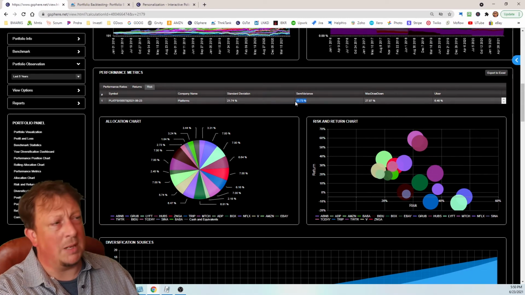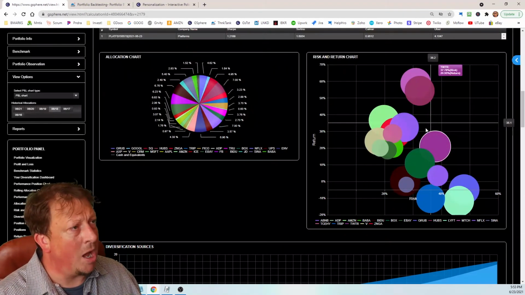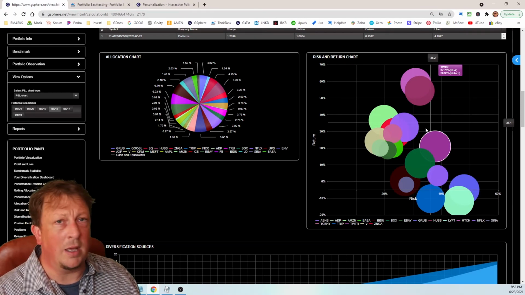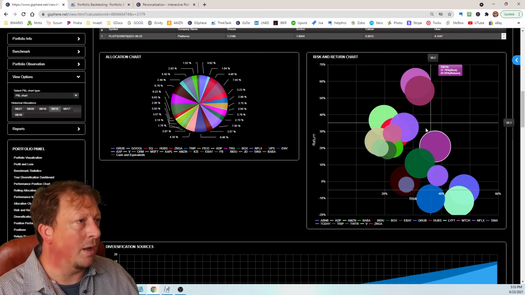Mostly I'm looking for outliers in here, and if there is an outlier, I want to understand it, because it's probably not going to stay that way, and it probably will mean revert. So good information to bring into account.